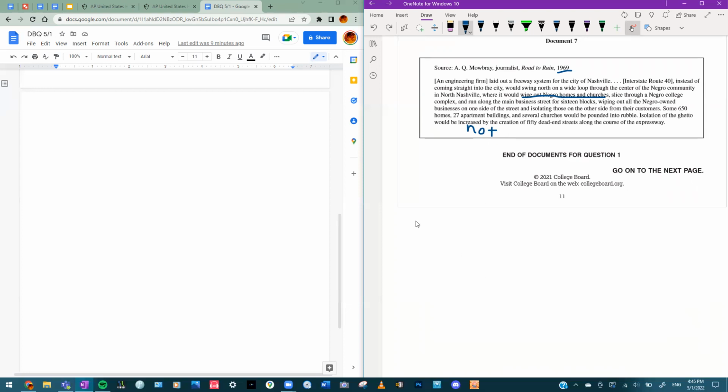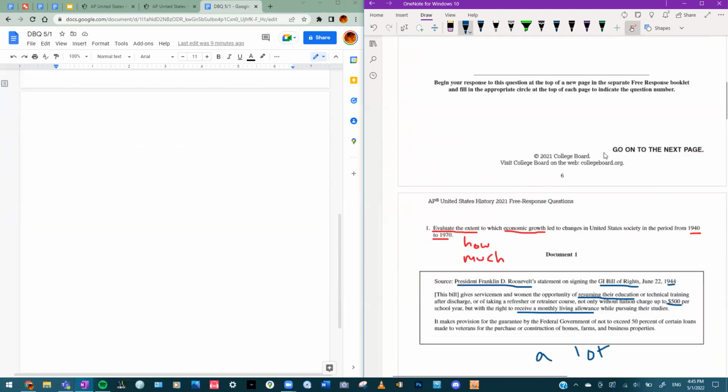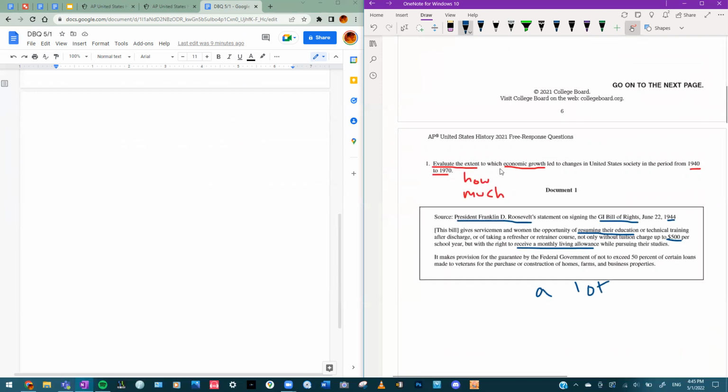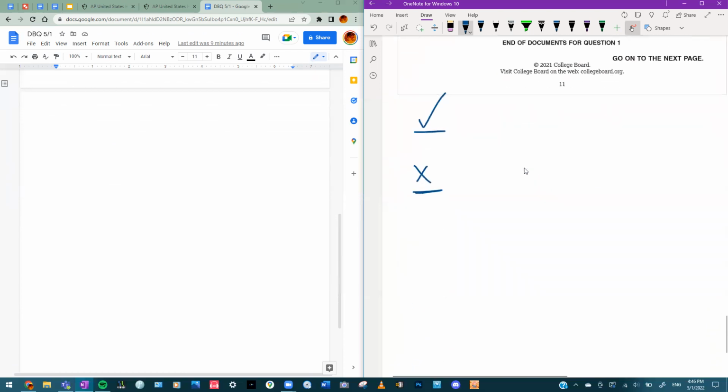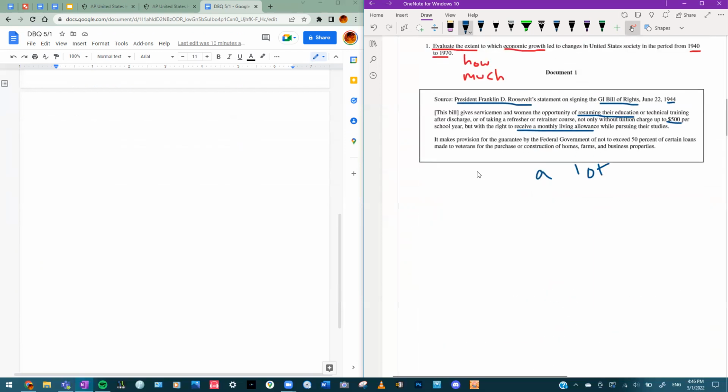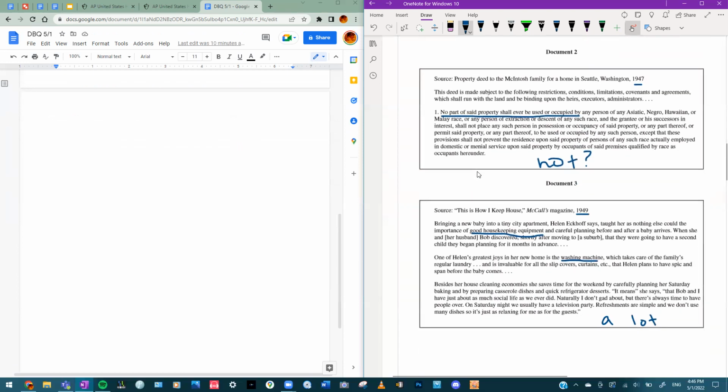So I'll do check and X for if economic, what was the question exactly again? Evaluate the extent of, so did economic growth change a lot? Or was economic growth a lot or not a lot? So what do we choose? Okay, so remember we were a little bit confused about this one.